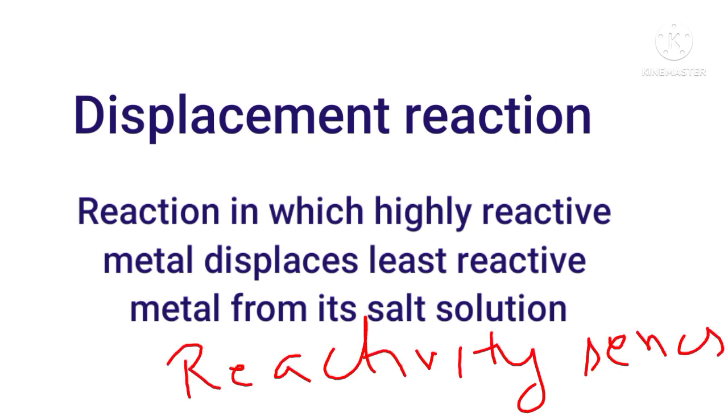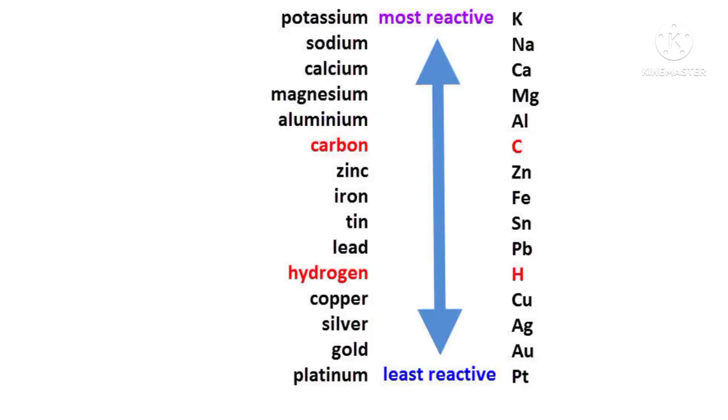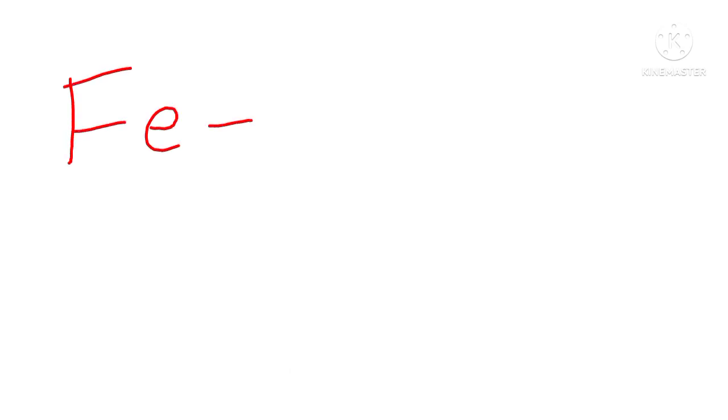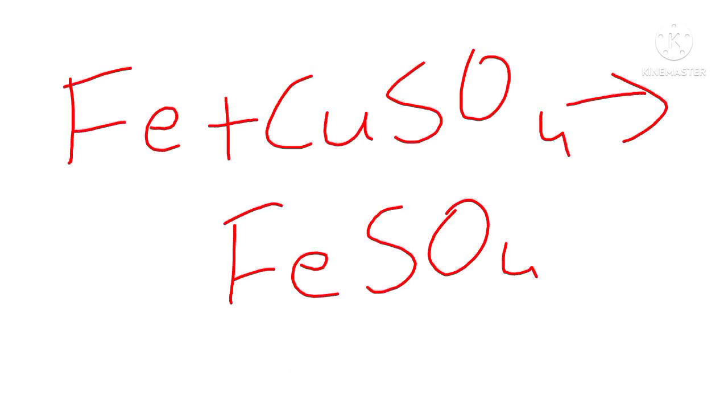So, for example, potassium and sodium. Among these two, potassium is more reactive than sodium. It can displace sodium, but sodium cannot displace potassium because potassium is more reactive. Let's take one example for displacement reaction. Iron plus copper sulfate. Iron is a metal. Copper sulfate is a salt solution of copper. If you put an iron nail into the copper sulfate solution, copper will be displaced by iron. Iron will displace copper. So, the ultimate products will be iron sulfate plus copper.